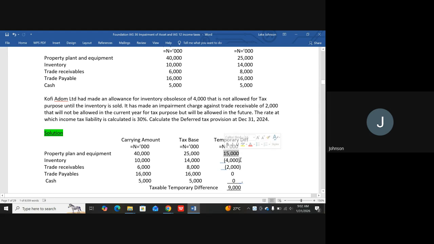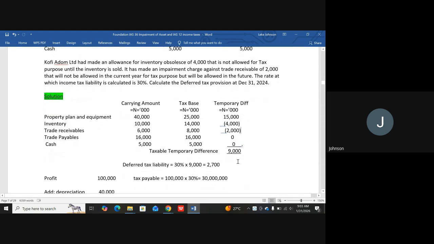Whichever is negative is what is favorable. So when you now add everything together, you're going to get what the difference is. So when you say 15,000 minus 4,000 minus 2,000, you're going to be getting a positive 9. And when you get a positive figure, it's unfavorable. It means that it's a liability. It's going to create a liability for us, which means that we're going to pay tax in the future.